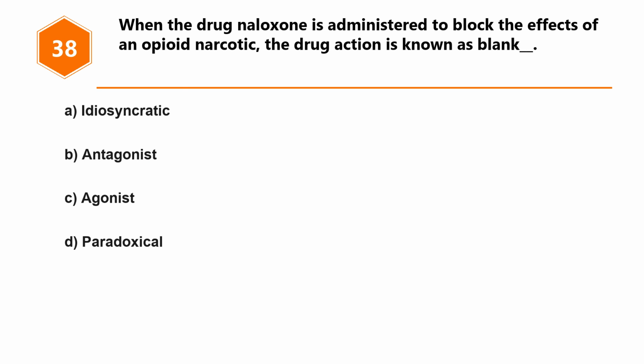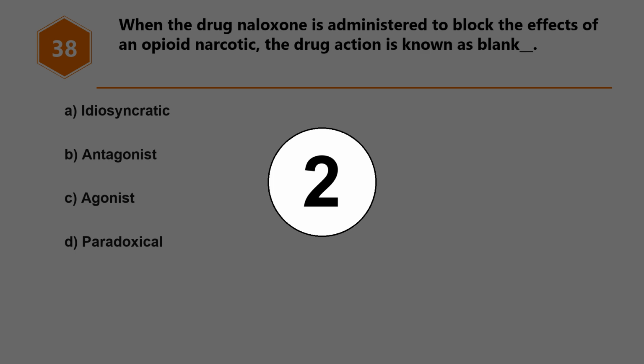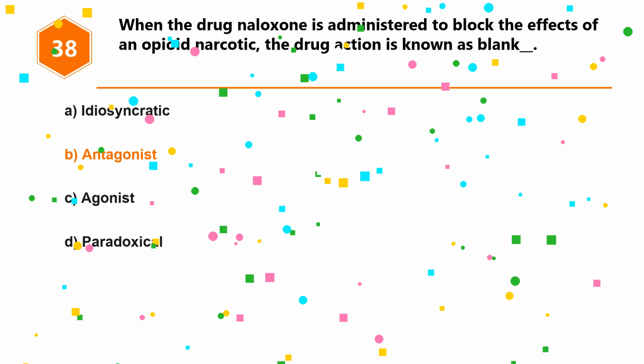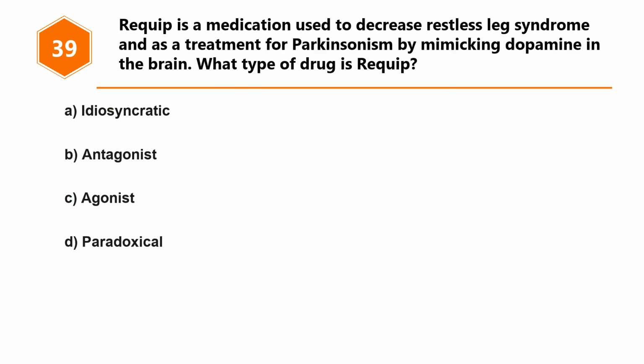Question 38. When the drug naloxone is administered to block the effects of an opioid narcotic, the drug action is known as this. Option A. Idiosyncratic. Option B. Antagonist. Option C. Agonist. Option D. Paradoxical. The correct answer is option B. Antagonist.